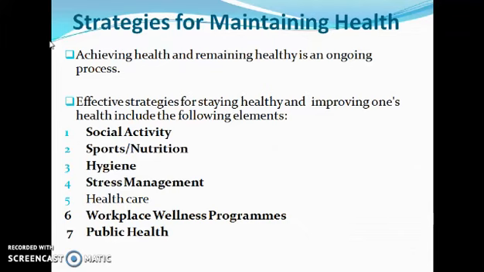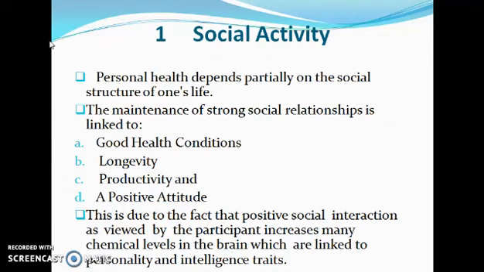Effective strategies for staying healthy and improving one's health include the following elements. Number 1, social activity. Number 2, sports and nutrition. Number 3, hygiene. Number 4, stress management. Number 5, healthcare. Number 6, workplace wellness program. And number 7, public health. These are the strategies for maintaining health. We're going to take it one after the other. So the first one is social activities.